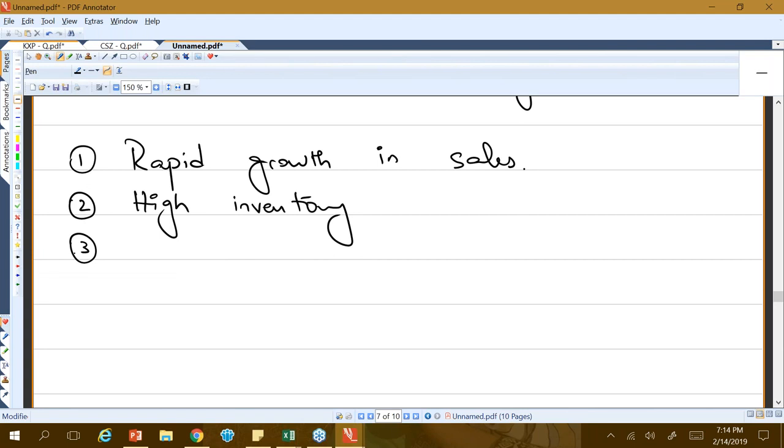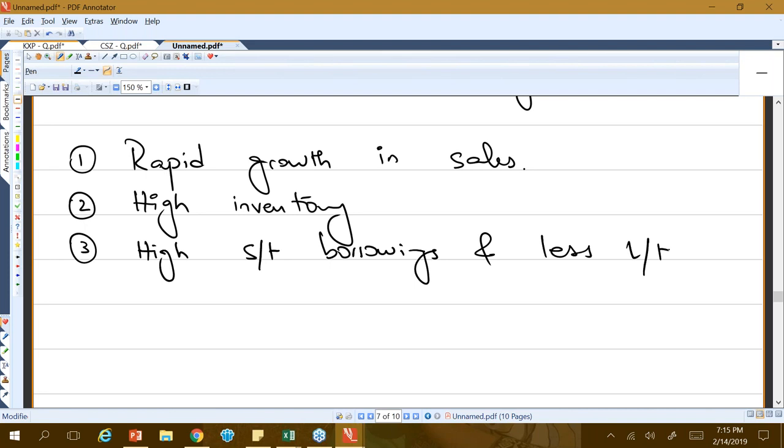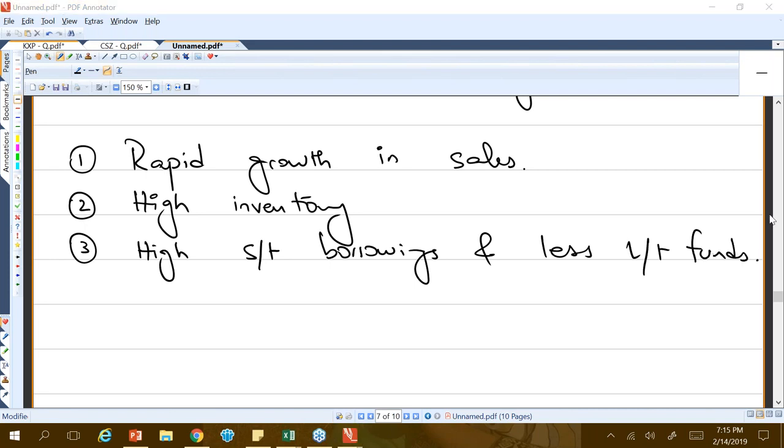Number three, you have high short-term borrowings and less long-term borrowings or less long-term funds. So high short-term funds and less long-term funds.